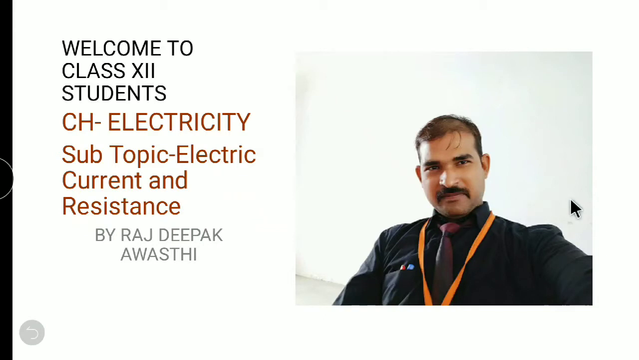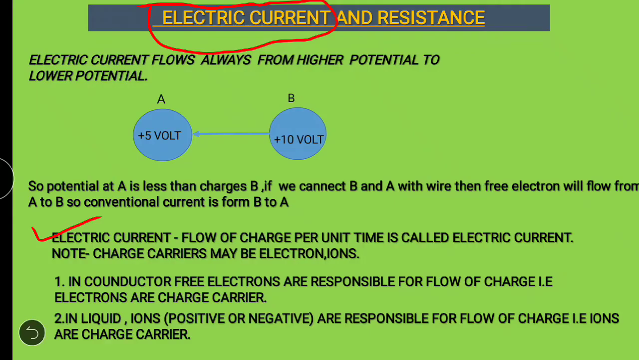Now let us start the chapter. Here students, the name of the topic is electric current and resistance. First of all, I will explain electric current, and thereafter I will explain resistance. Before starting electric current, I want to discuss a few important concepts for a better understanding of electric current.